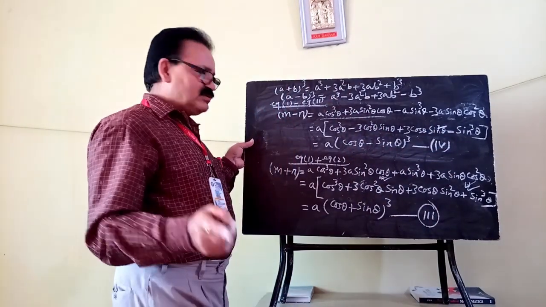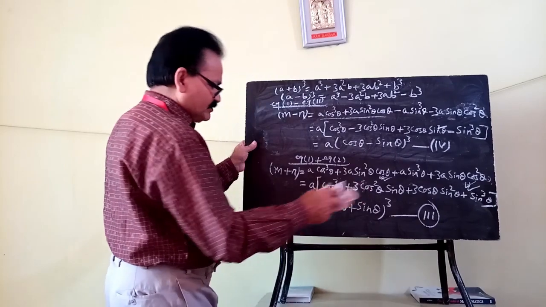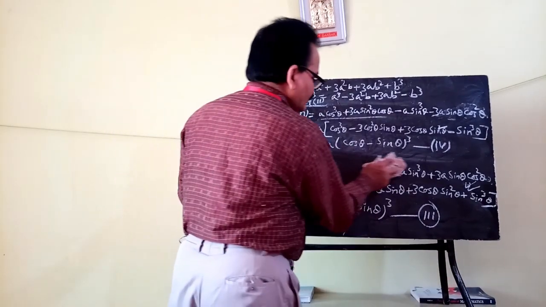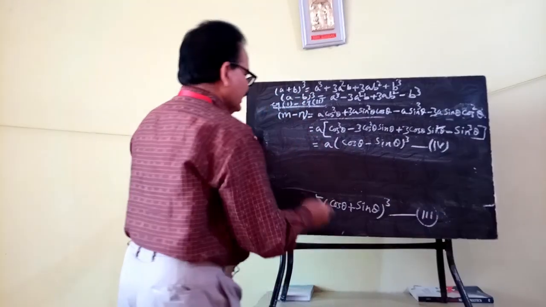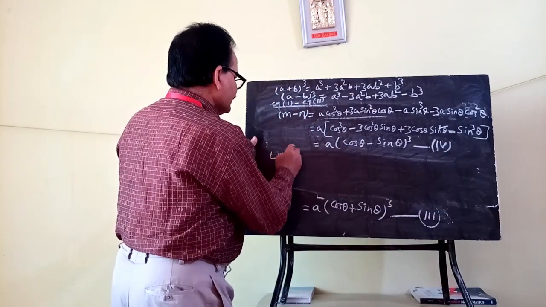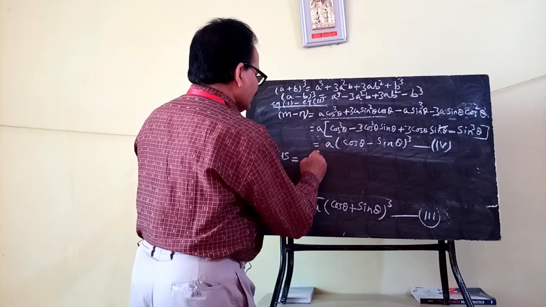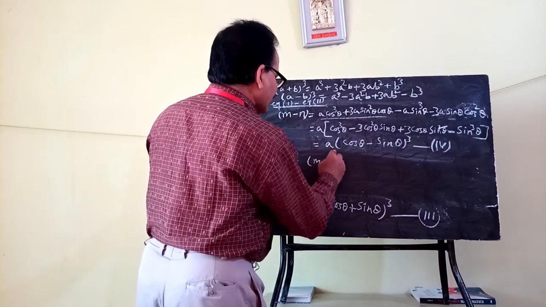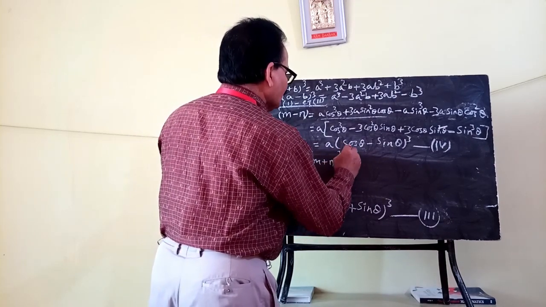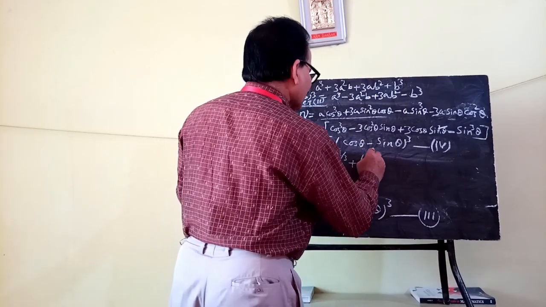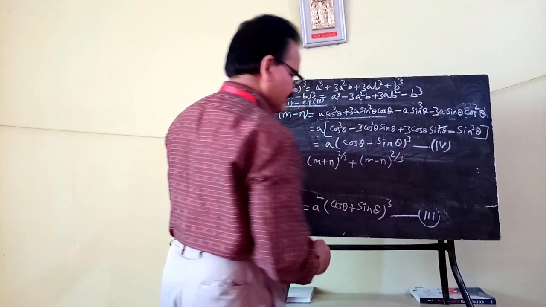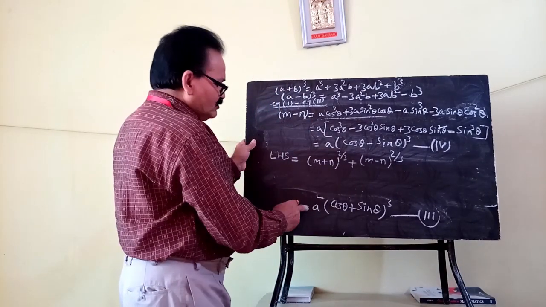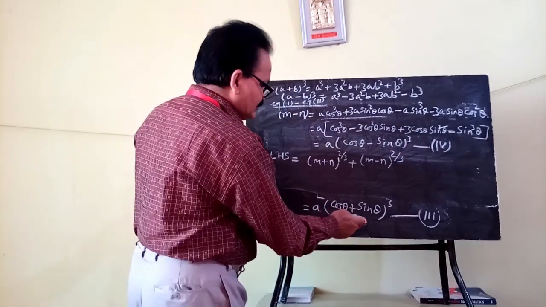Okay. Now you write LHS. So I have to remove it. Now you write LHS. Okay. Your LHS is, what you have to prove? Your LHS is m plus n whole to the power 2 by 3 plus m minus n whole to the power 2 by 3. So you have got the value of m plus n is this much.